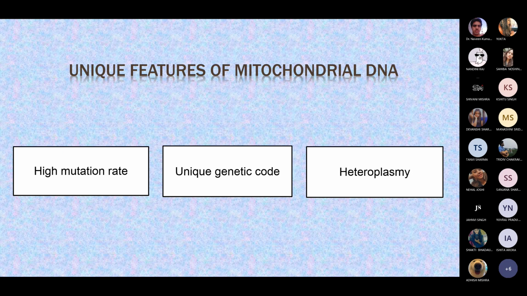The unique features of mitochondrial DNA that I want to mention are the high mutation rate, the unique genetic code, and heteroplasmy. So what are these? A high mutation rate means that the mitochondrial DNA lacks the repair mechanisms and proofreading capabilities that ensure the integrity of the nuclear DNA during replication. This leads to a mutation rate for mitochondria that is 10 times higher than that of the nuclear DNA.